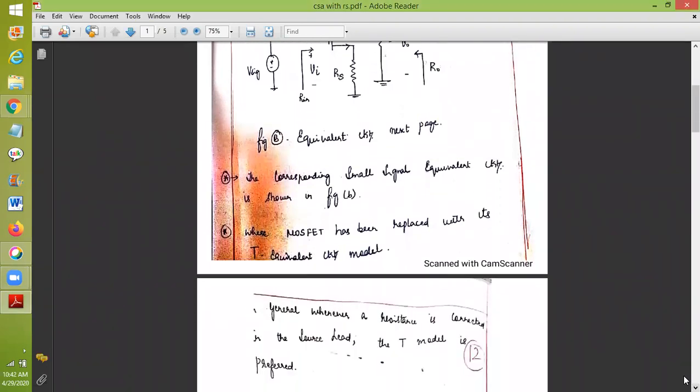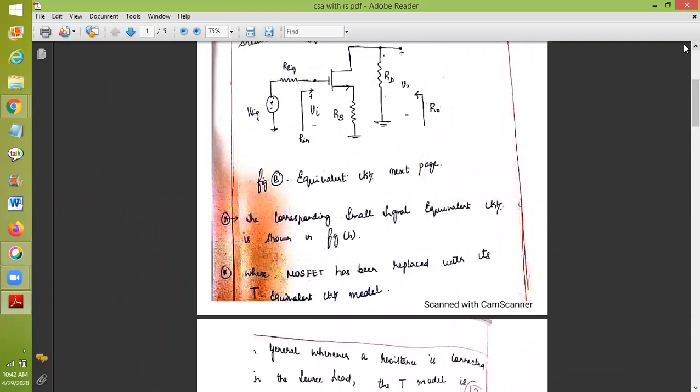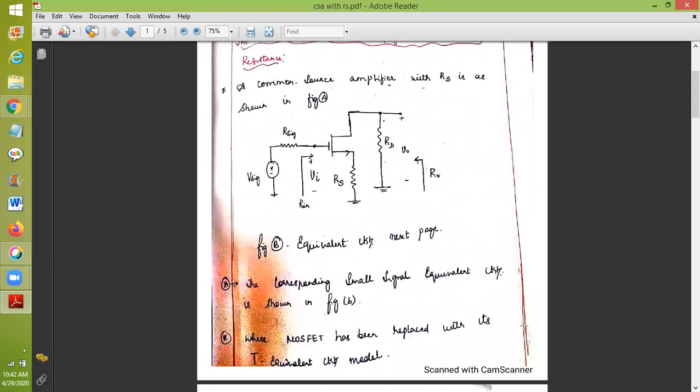Now we have to draw the small signal equivalent. Why do we need to draw the small signal equivalent circuitry here? In order to find the parameters, we have to draw the small signal equivalent circuitry.